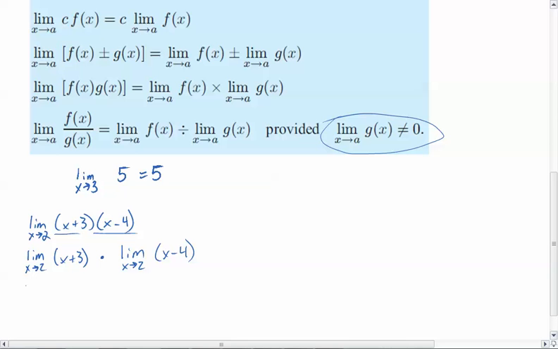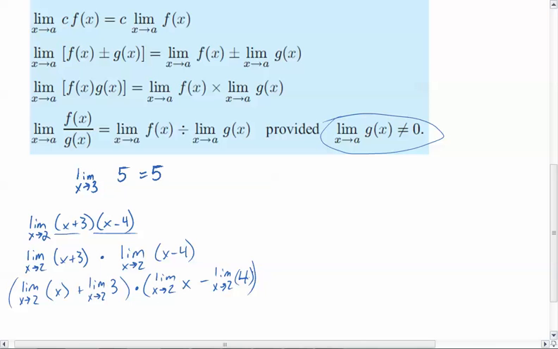And then, of course, I've got an addition here, so I can rewrite it as the limit as x approaches 2 of x plus the limit as x approaches 2 of 3. And that will all be multiplied by the limit as x approaches 2 of x minus the limit as x approaches 2 of 4. Okay, and so now it's as simple as it can get.